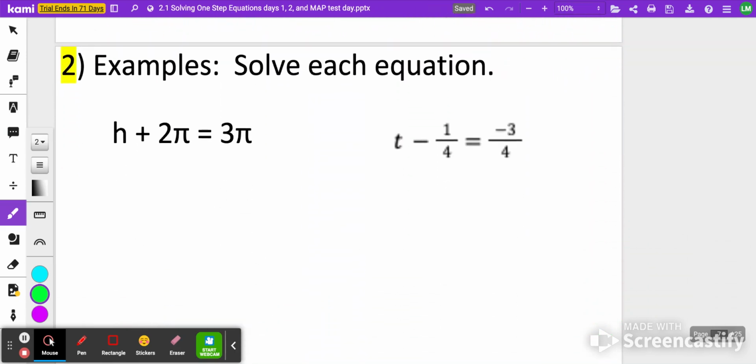Here's example 2. Maybe you can try this one. Take time now to pause the video, and when you're done trying it, click play to check your work.